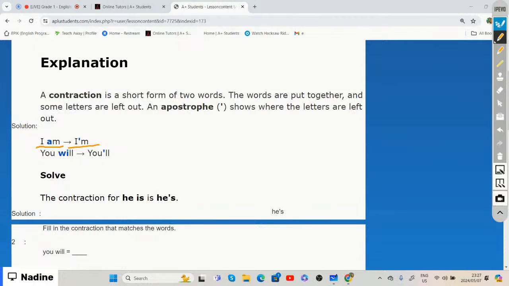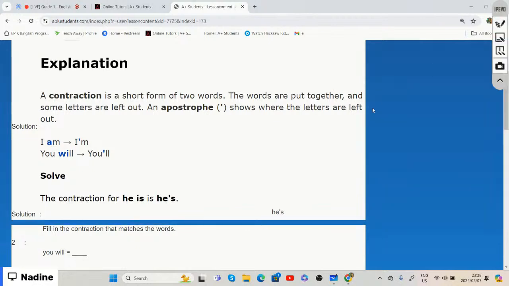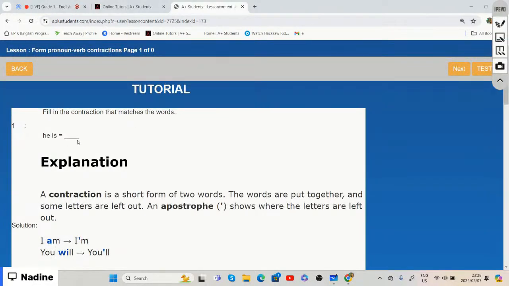You will, we said it is you will. So W and I are left out, and the apostrophe is then put in their place. All right. So now we're going to do our activity before we go on to our test. We're going to fill in the contractions that match the words.